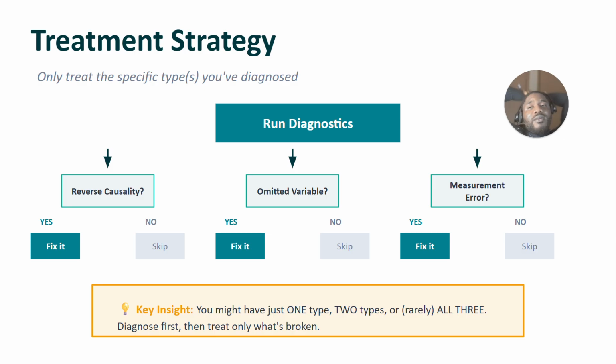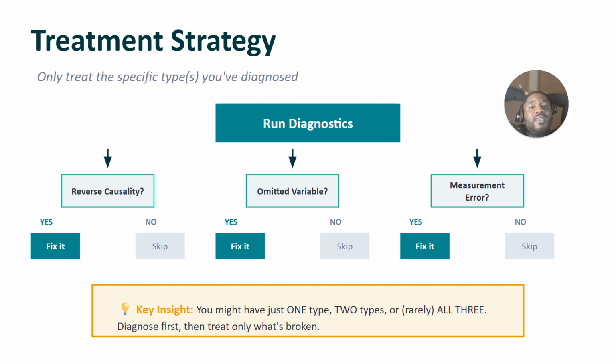You might just have one type of endogeneity. You might have two. You might really have all three. You might have none at all, in which case, congratulations, you are good to go. The bottom line here is this.